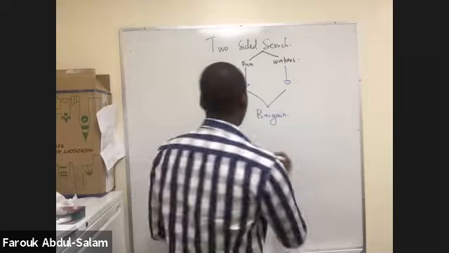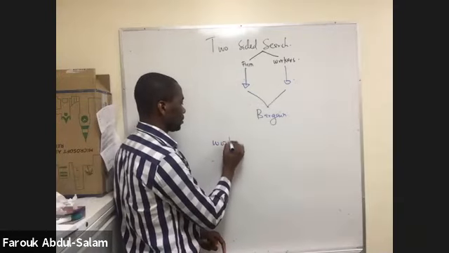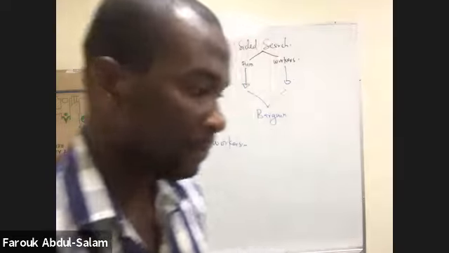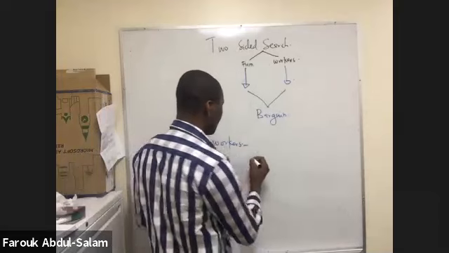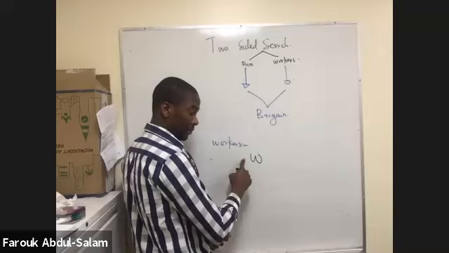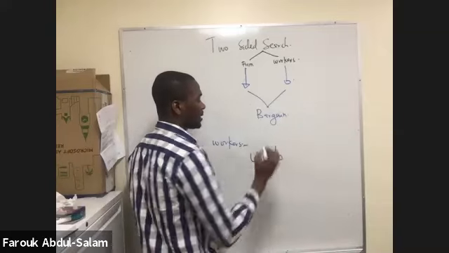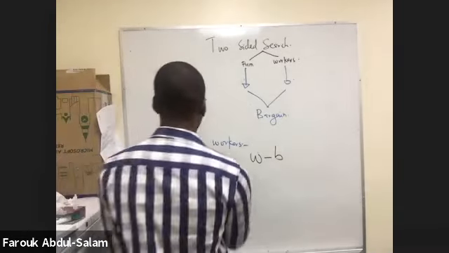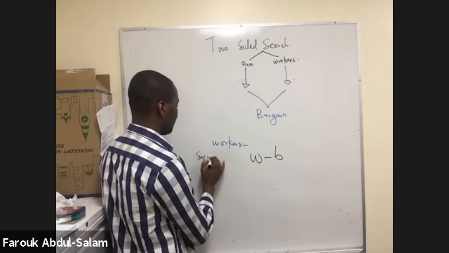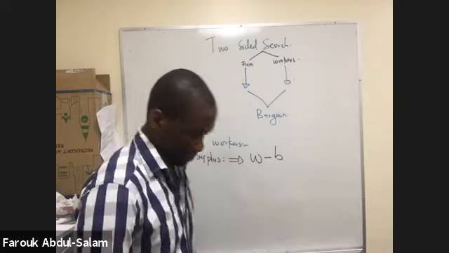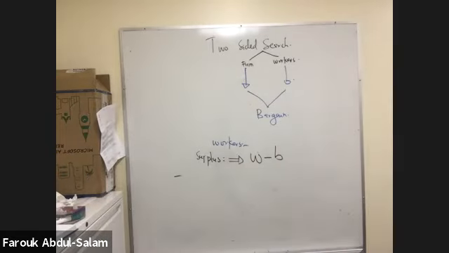So let's look at the worker's surplus. The surplus that a worker has for joining a firm is basically the difference between what he gets from working, which is W, minus what he gets from staying at home, which is B. So this is a surplus for the worker. This is his surplus. Questions? Is there any question? No questions.